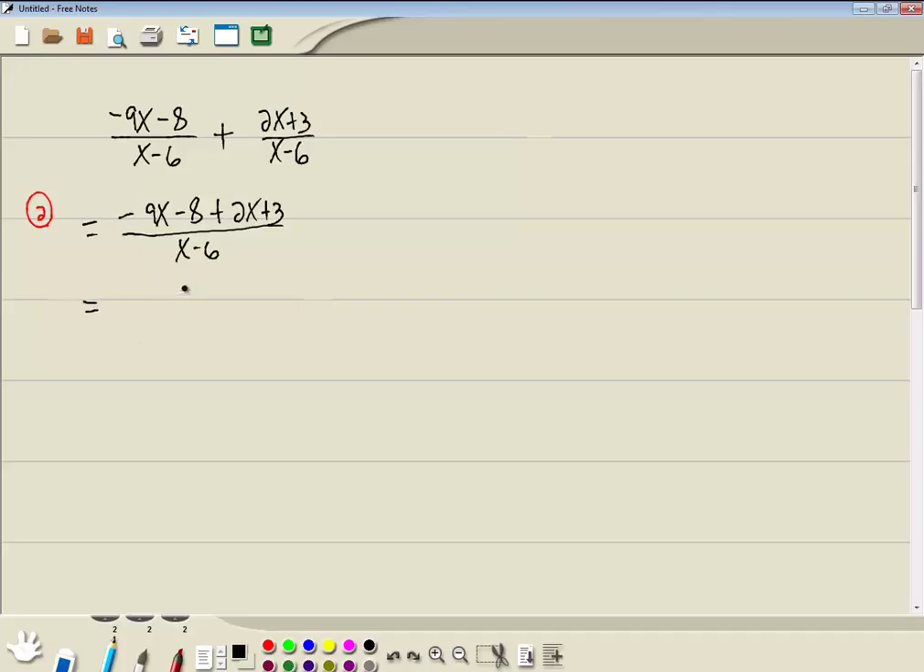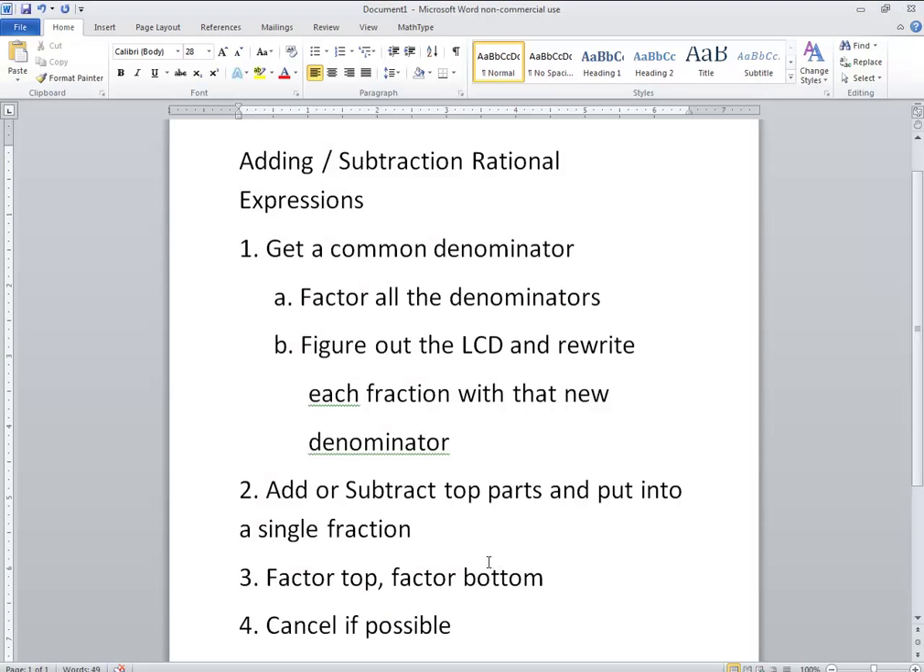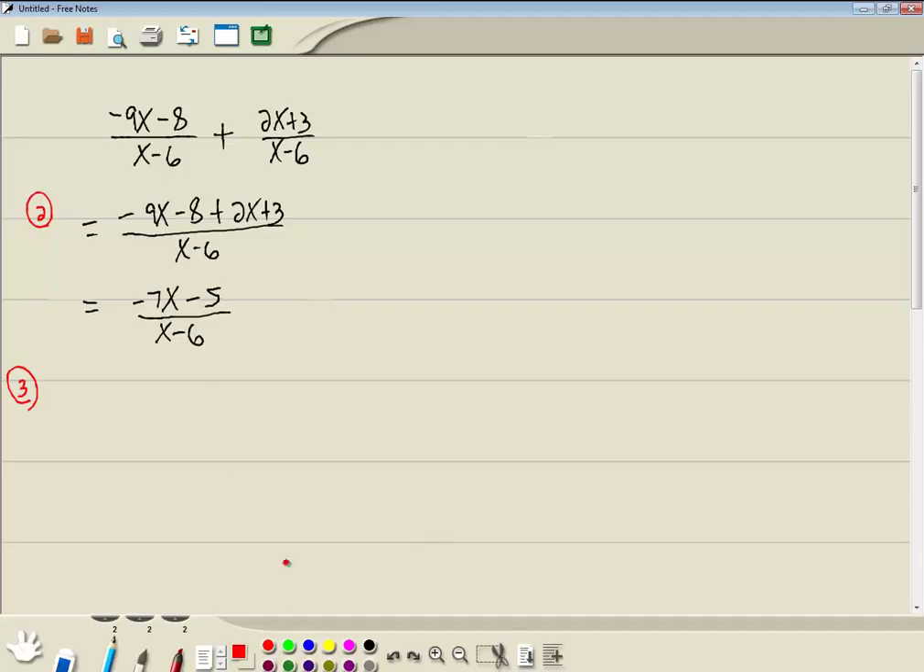No matter where you are in math, you combine like terms. Negative 9x plus 2x is negative 7x, and negative 8 plus 3 gives us negative 5. Now step 3 says factor the top, factor the bottom. The bottom can't factor, but the top I can factor out a GCF. The reason I say a GCF: remember, if your first term is negative, you always factor out a negative. So factor out a negative 1, and that gives us 7x plus 5 over x minus 6.